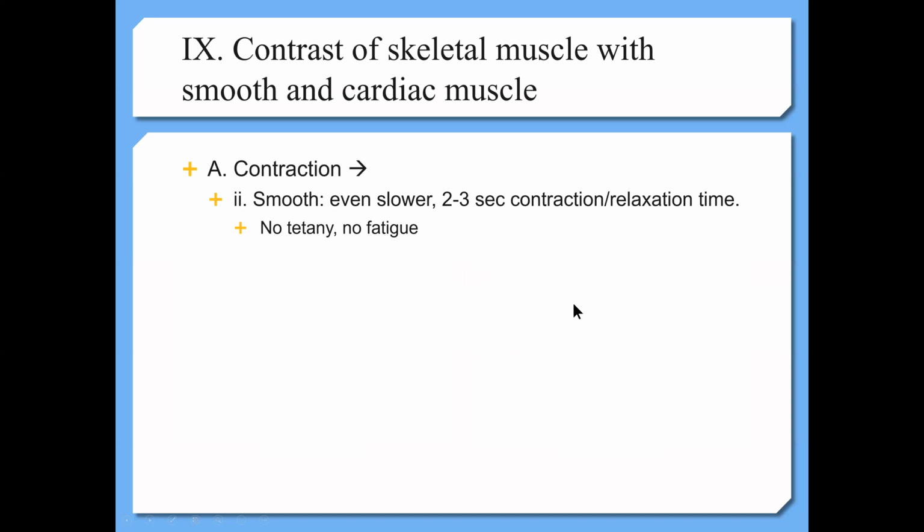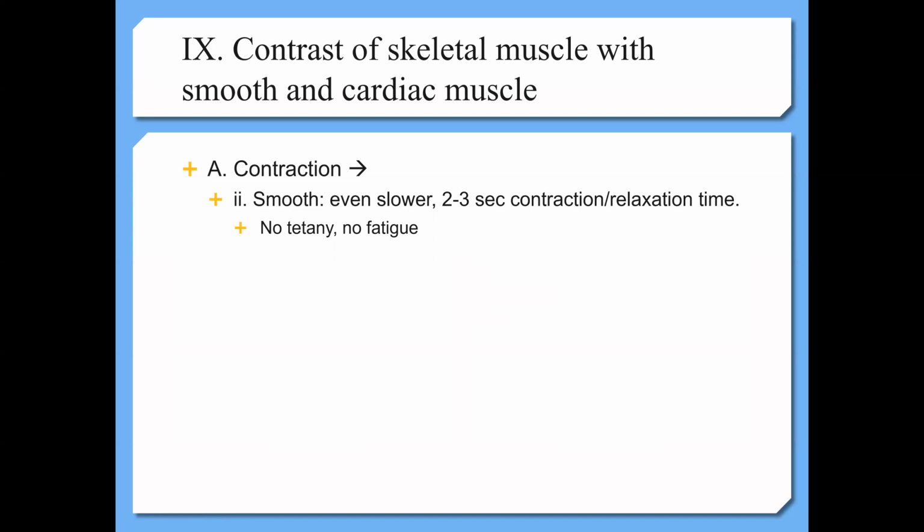Smooth muscle is even slower, 2 to 3 second contraction, relaxation time, no tetany, no fatigue. Think about what smooth muscle does. A couple of things. Number one, there's smooth muscle around the arterioles, the capillary beds, small arterioles, capillary beds, and venules, and they're regulating flow.